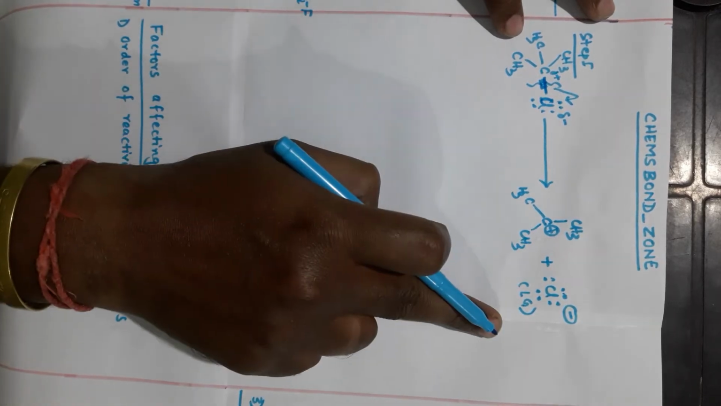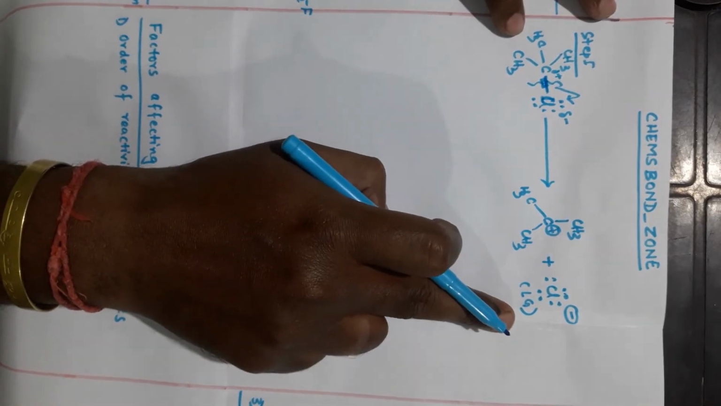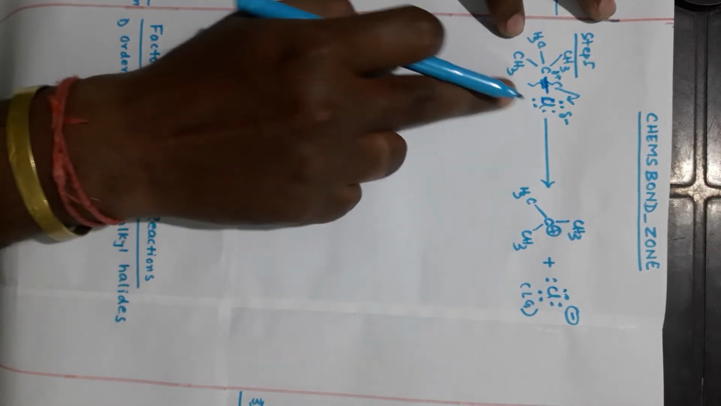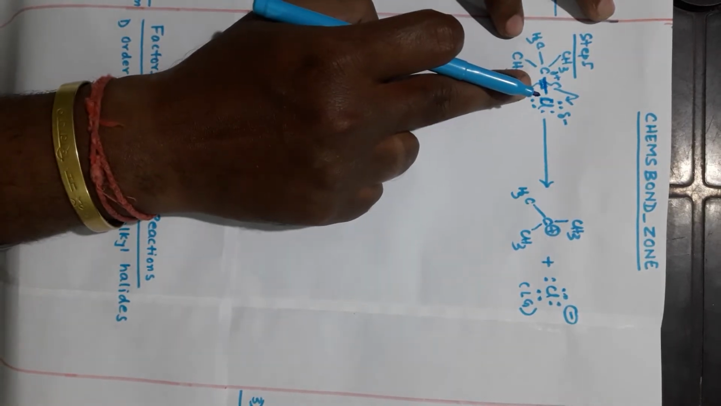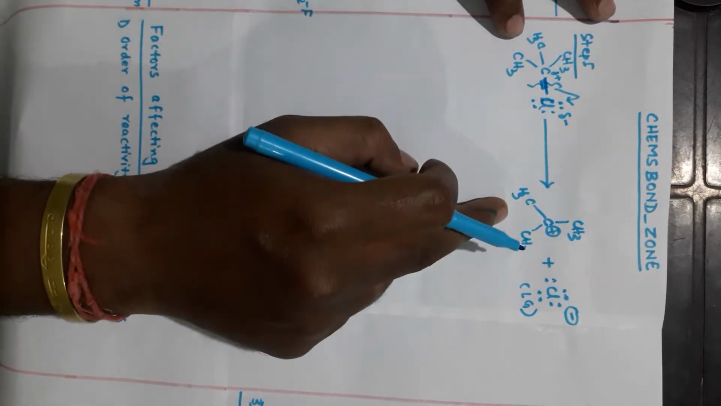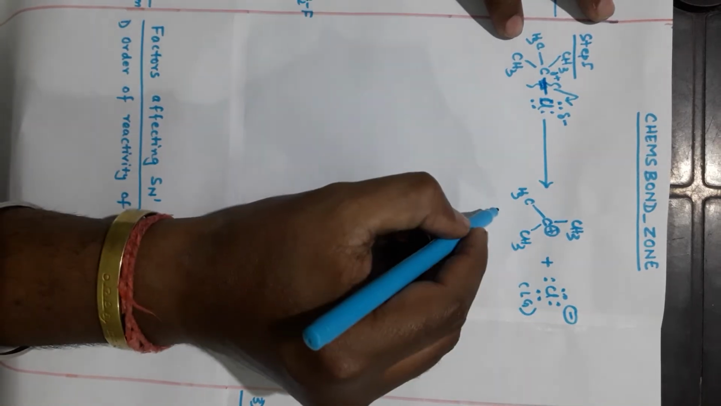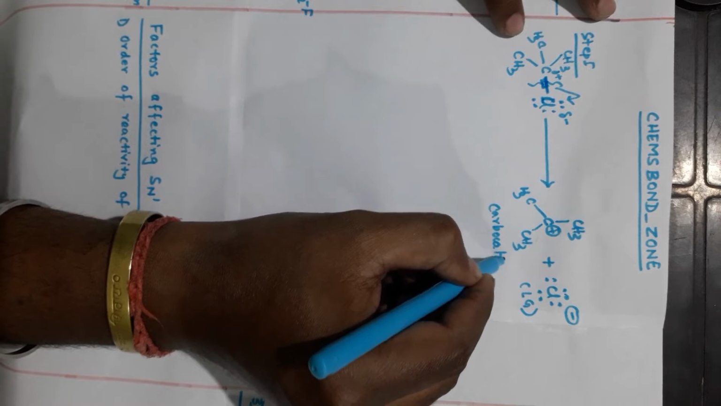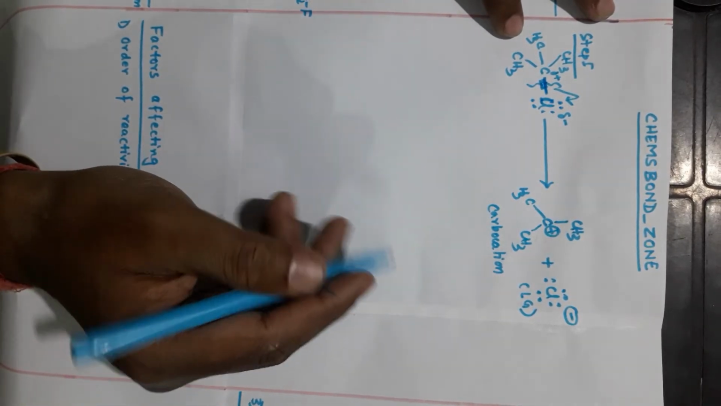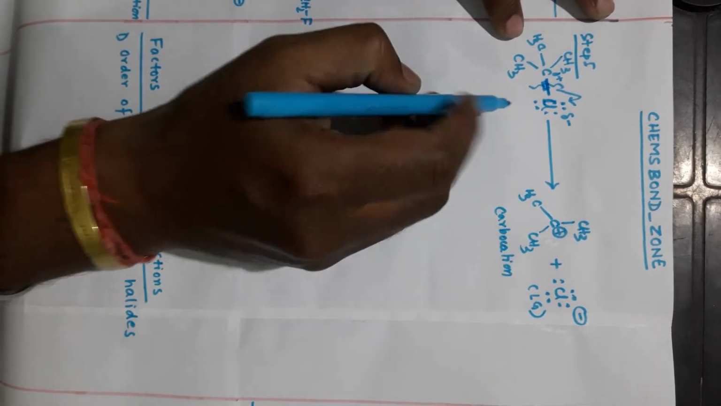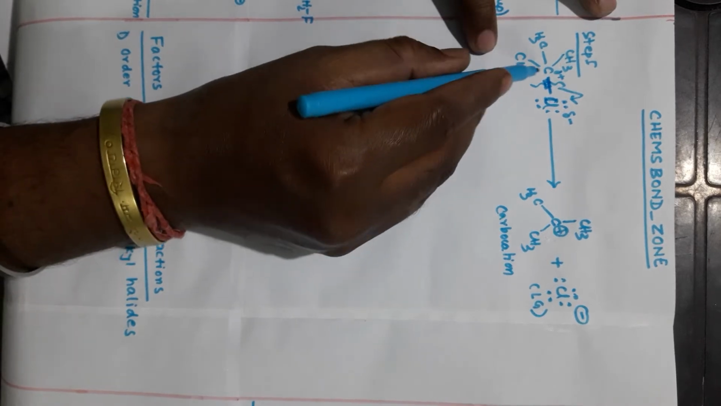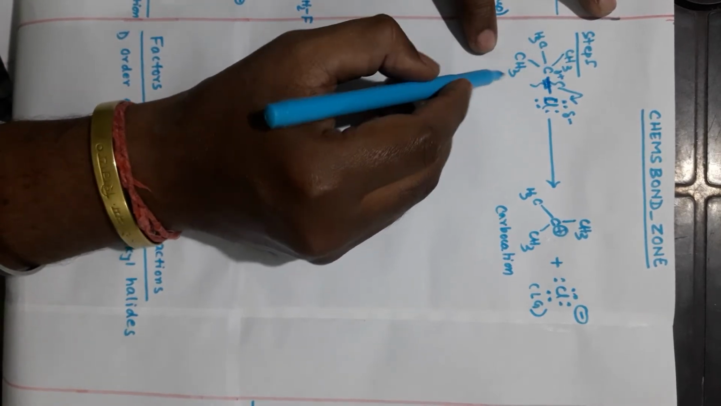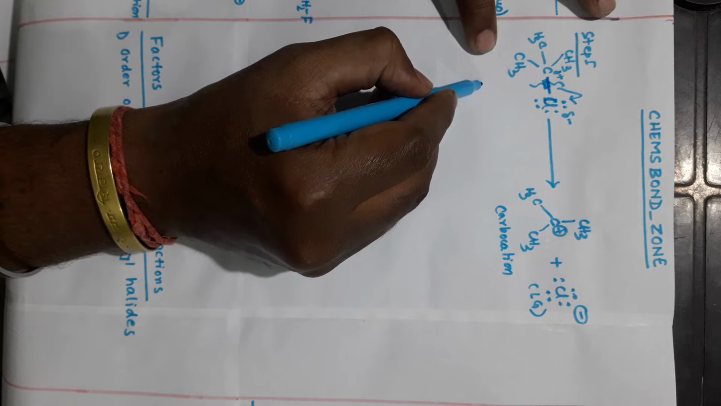So we have seen that we get the leaving group in the first step itself, and the alkyl halide has broken and given a carbocation. Carbocation means carbon with a positive charge. Now one more thing we have to notice is that the structure of the alkyl halide was tetrahedral.